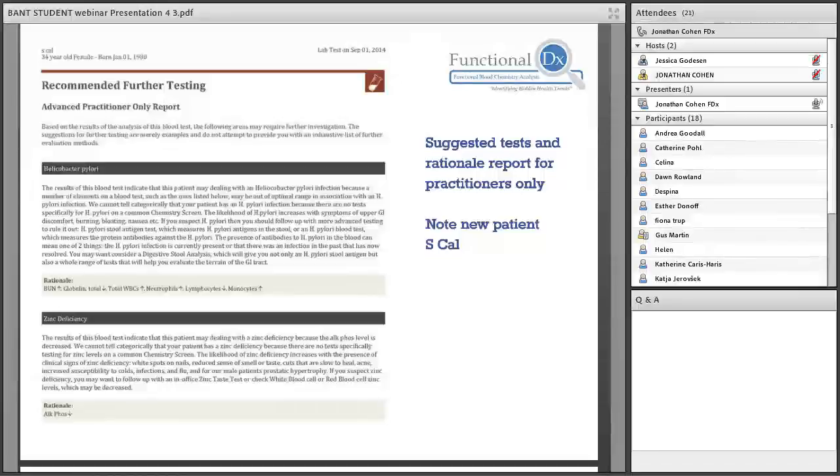We will also recommend further testing and make suggestions about further testing. In this case, two of the things we're suggesting. This was for another patient, by the way, SCAL, is a report I'm going to show you towards the end. Have a look for Helicobacter pylori and test out and ensure the zinc deficiency.